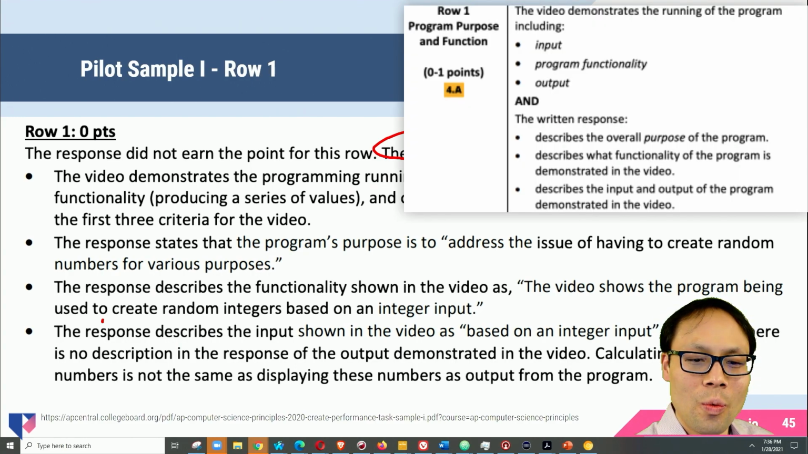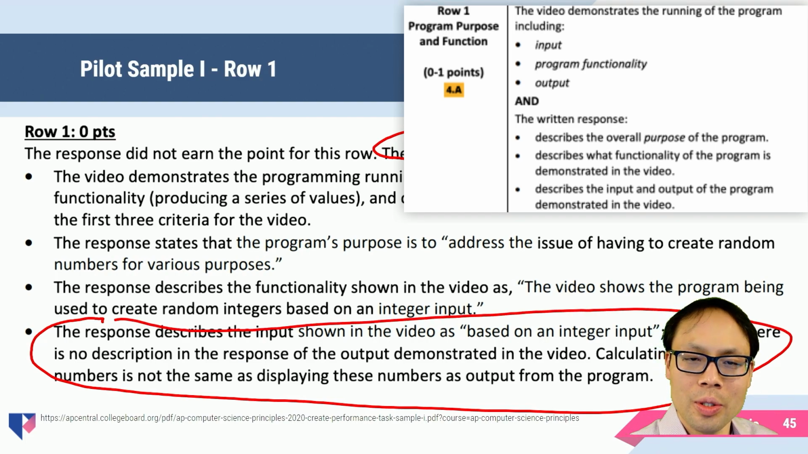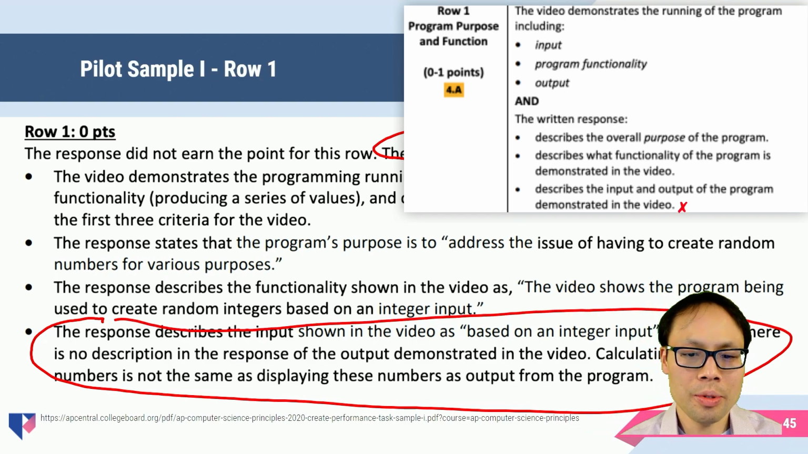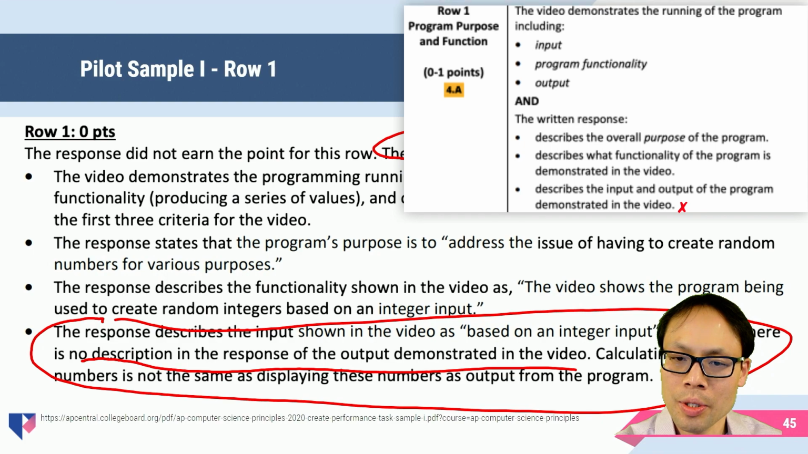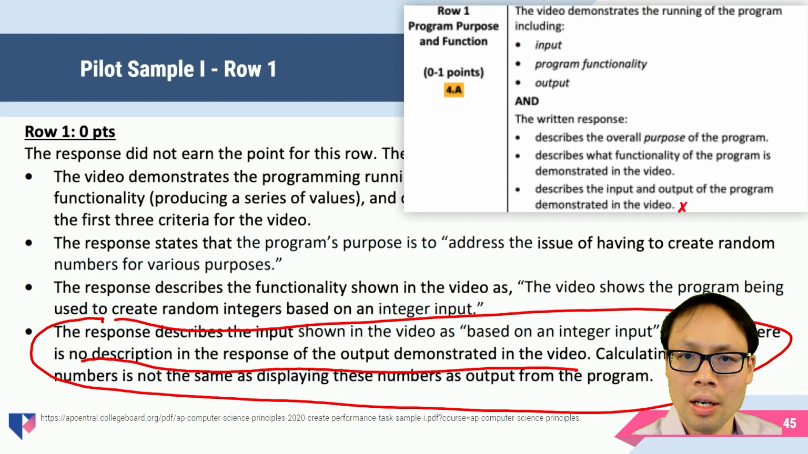So the reason why they didn't get credit here was the response describes the input shown in the video as based on an integer input. However, there's no description in the response of the output demonstrated in the video. Calculating random numbers is not the same as displaying these numbers as output from the program. So again, they're being very specific here, I think, in terms of what they're looking for. So again, when you're with your students trying to give them advice about writing the responses here, I would say they have to make sure that they hit every single point.